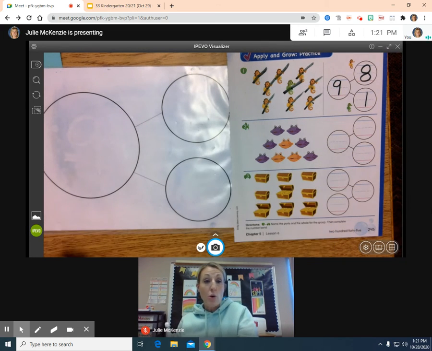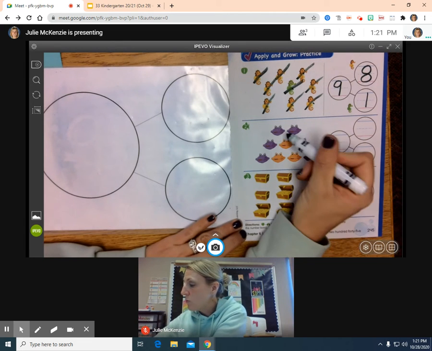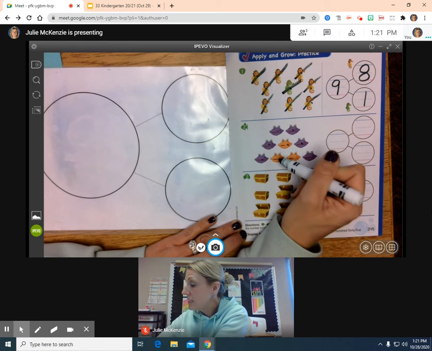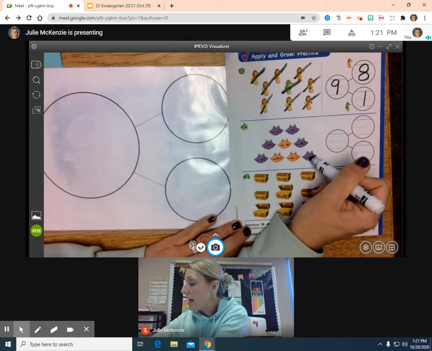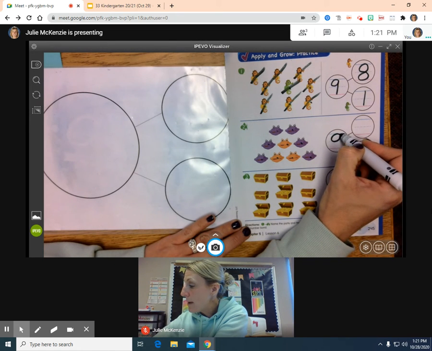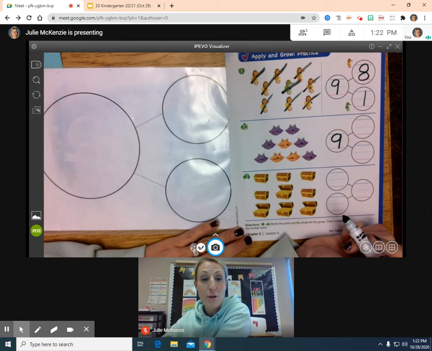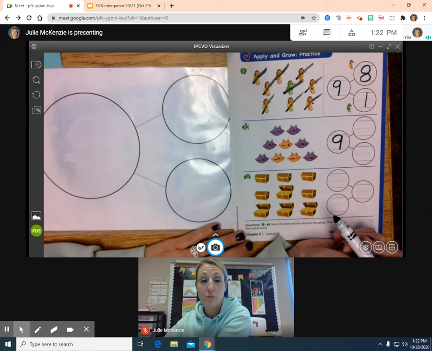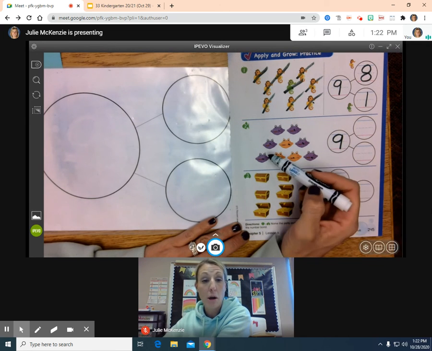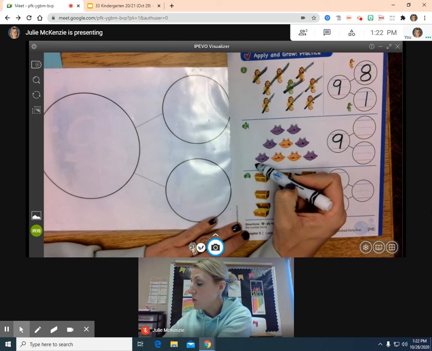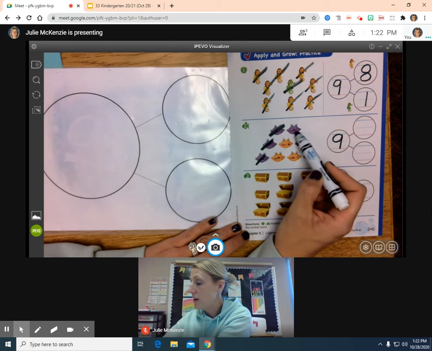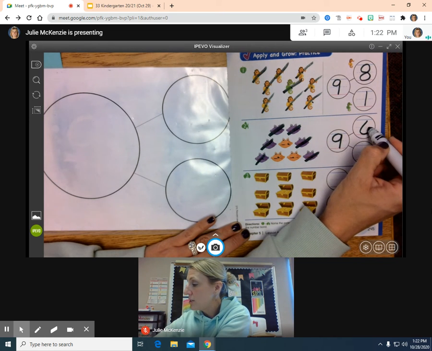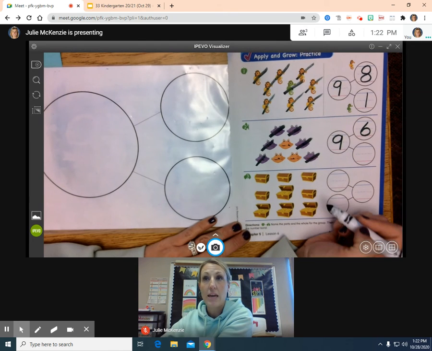So let's figure out the whole group number of the frogs. 1, 2, 3, 4, 5, 6, 7, 8, 9. Magic C, go up and back down the line. That is how you make a 9. Okay, so if we take the 9 and split it into 2 smaller groups, one part is going to be the purple group. Let's count the purple group. 1, 2, 3, 4, 5, 6. Down and around, circle tricks. That is how you make a 6.